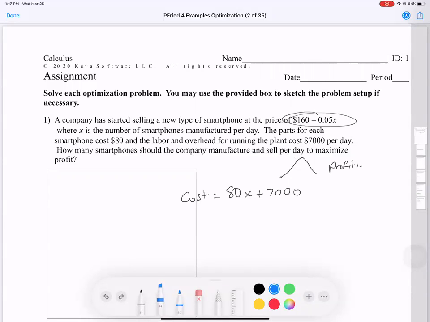Okay, you can highlight some words real quick. The company is selling smartphones at this rate, where x is the number of smartphones, just so we know that. And each part costs 80. The labor overhead is this. How many smartphones should they sell? Okay, so they sell smartphones for 160 minus 0.05x. Tonight's homework is on this type of idea of reading a problem and trying to figure out how to write one equation. From that one equation, we take the derivative and look for the critical points.